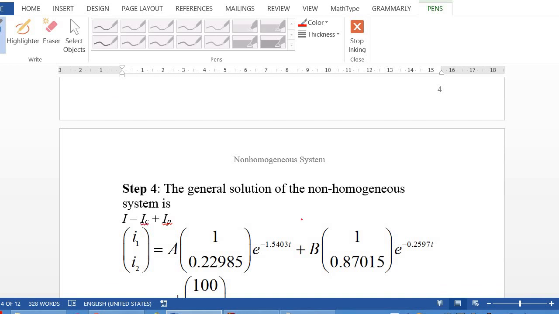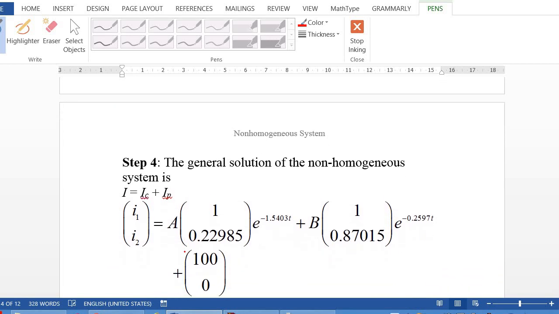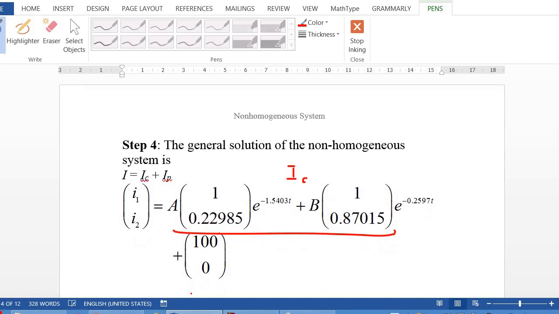Step 4, the general solution of the non-homogeneous system will be I equal to your IC, the complementary function, plus the particular integral IP. This part is the IC obtained from the homogeneous system, plus this is the IP.